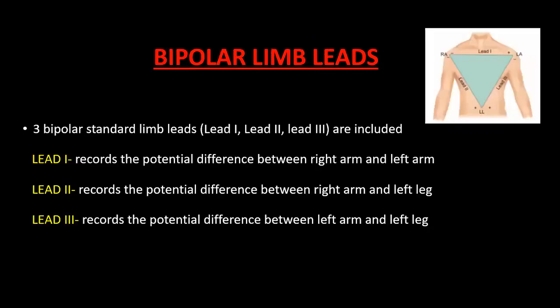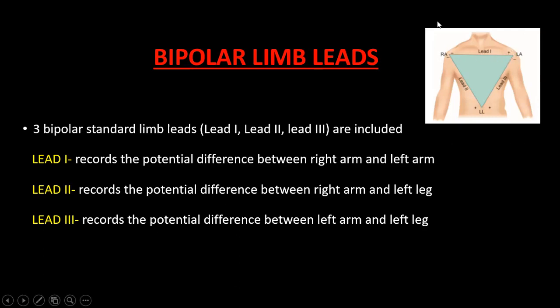Now let's discuss the bipolar limb leads used for assessing ECG. There are three bipolar standard limb leads designated as lead 1, lead 2 and lead 3. They were selected by a scientist called Einthoven to record the electrical potential on the frontal plane. And this is called Einthoven's triangle. That is, it is an equilateral triangle with each side representing the axis of one of the bipolar limb leads. It is an inverted triangle with its apex pointing towards the groin and the base between the two shoulders.